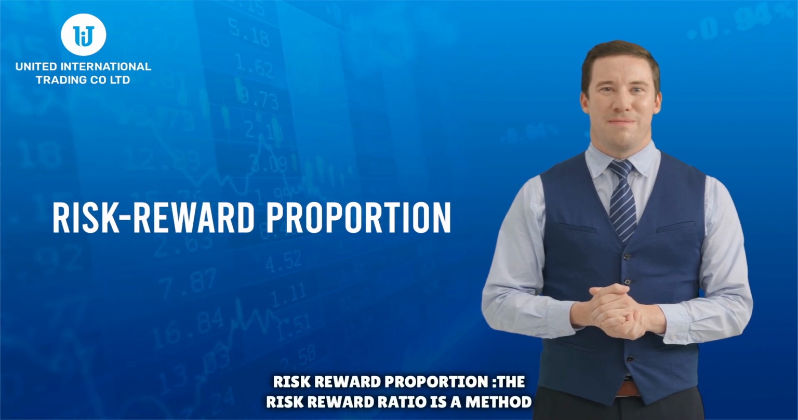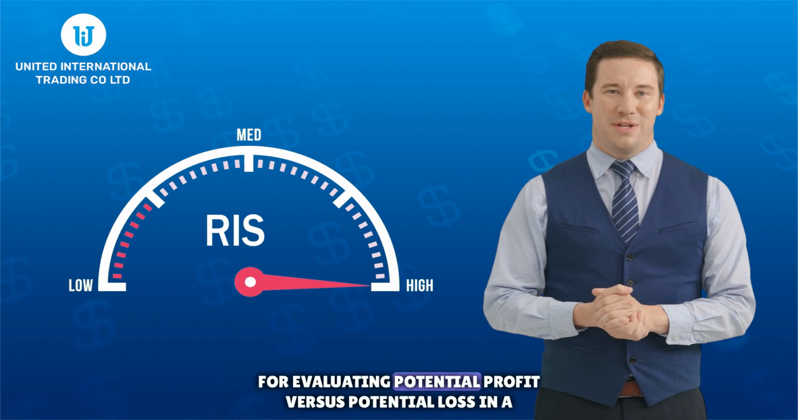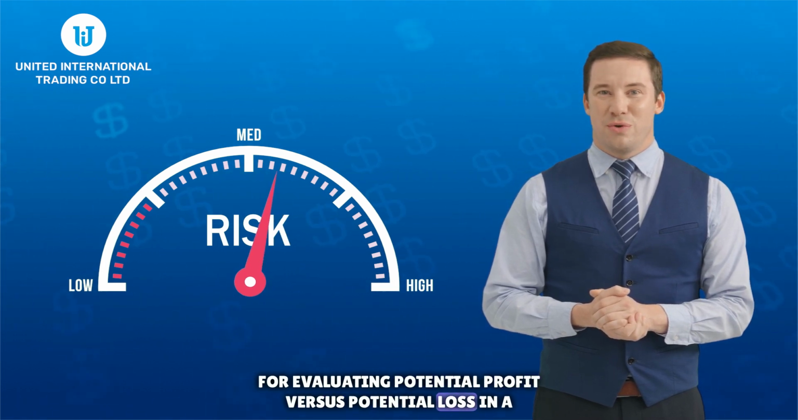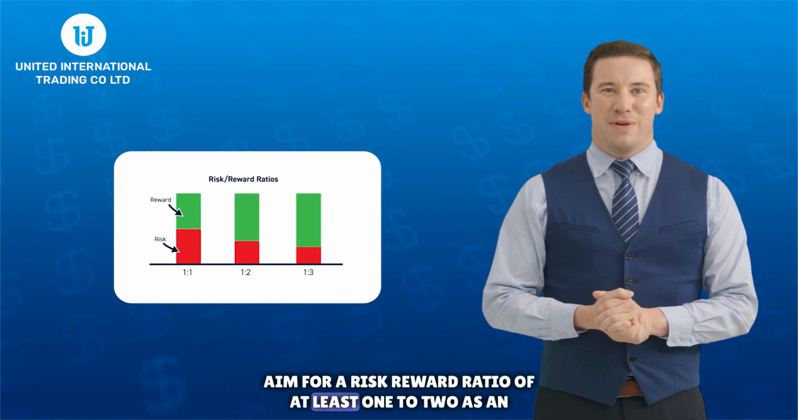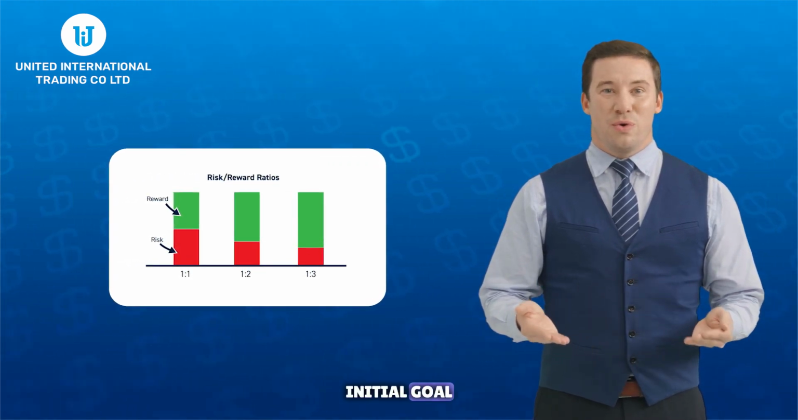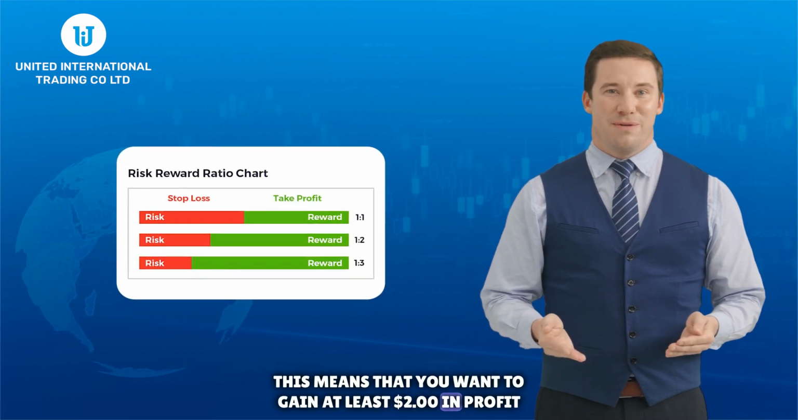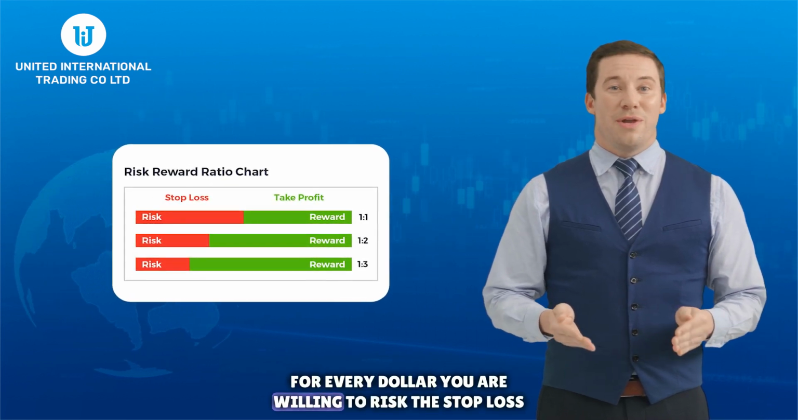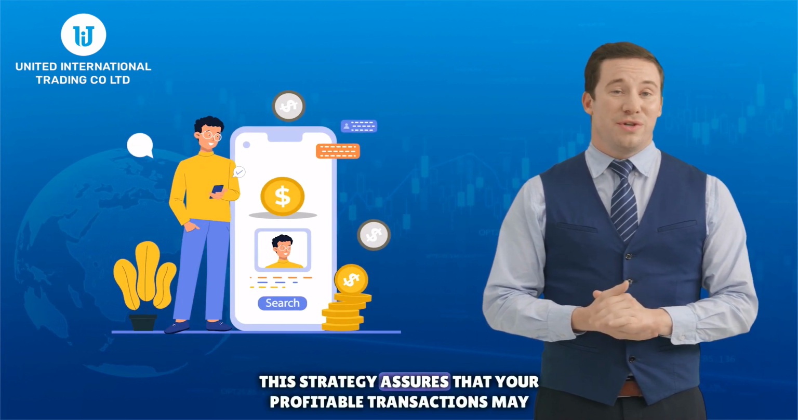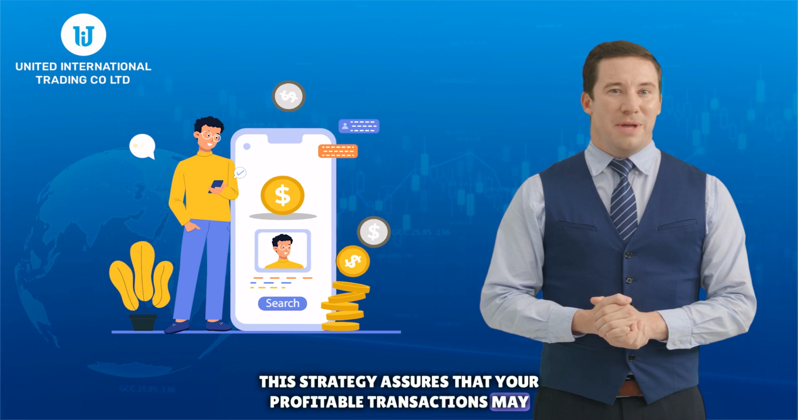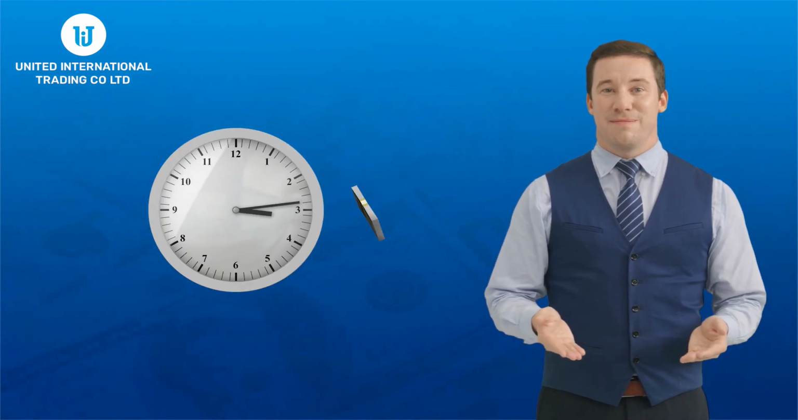Risk-reward ratio. The risk-reward ratio is a method for evaluating potential profit versus potential loss in a deal. Aim for a risk-reward ratio of at least 1 to 2 as an initial goal. This means that you want to gain at least $2 in profit for every dollar you are willing to risk, the stop loss. This strategy assures that your profitable transactions may offset your losses, resulting in total profitability.